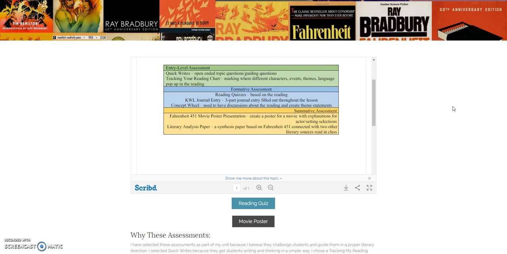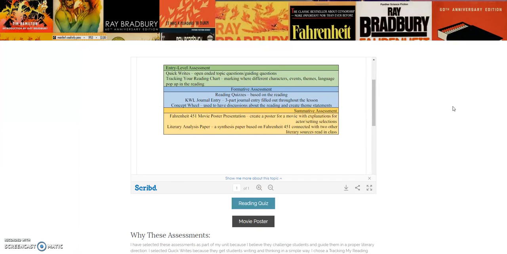For formative assessments, I have reading quizzes, so those would be based on the reading. KWL entry journals, or a journal entry. It would be a 3-part journal filled out throughout the day, so throughout the lesson of that day. The K is for tapping into prior knowledge, then the W is the goal for the day, and then the L is what they learned that day through that lesson.